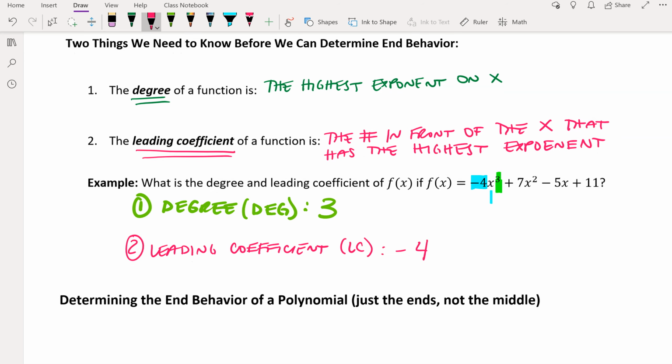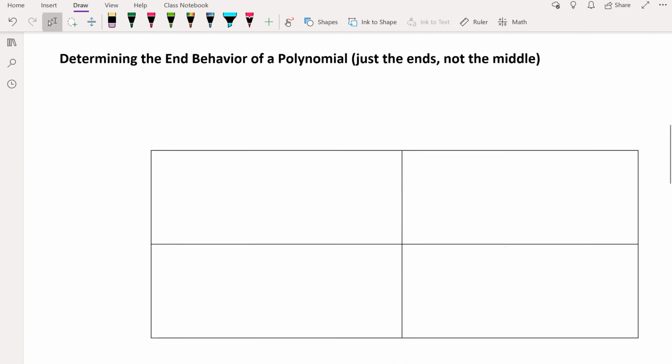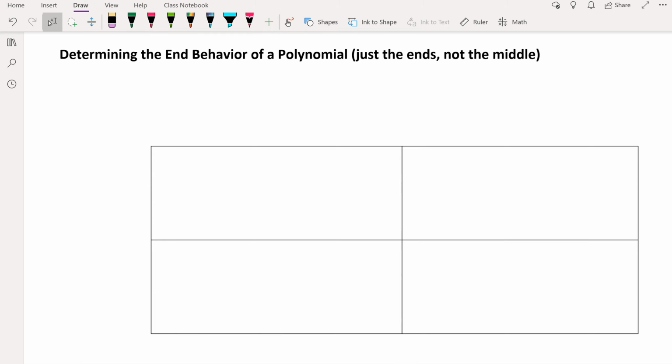Okay, now that we know how to find degree and leading coefficient, we're going to fill out a chart that tells us what do the ends of a function do, based on the degree and the leading coefficient. So please draw this box. It needs to be a big box. It should take up like half of your page.